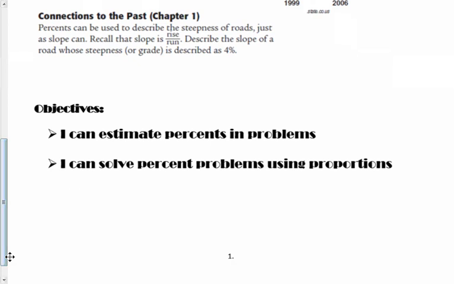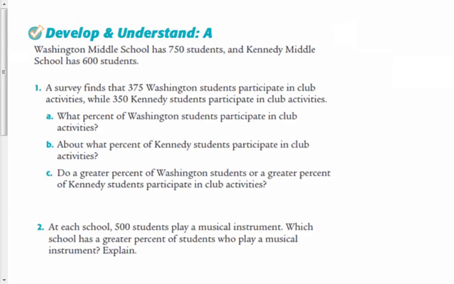So what I want to do here is, I'll just do a couple problems with you and just kind of give you an idea. So Washington Middle School has 750 students, Kennedy Middle School has 600. A survey finds that 375 Washington students participate in club activities while 350 Kennedy students participate in club activities. What percent, and we're just estimating here, of Washington students participate in club activities?